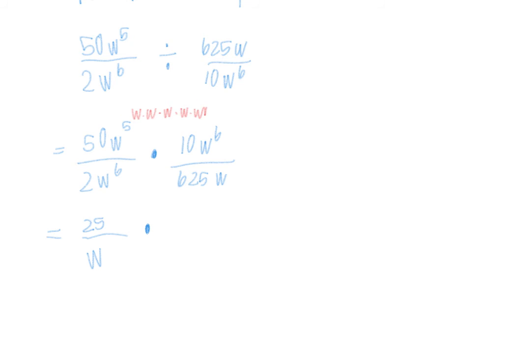Okay, 10 over 625. Let's see, 5 goes into 10 twice. 5 goes into 625 125 times. And then this w down here cancels with one of those to leave you with w to the 5th.